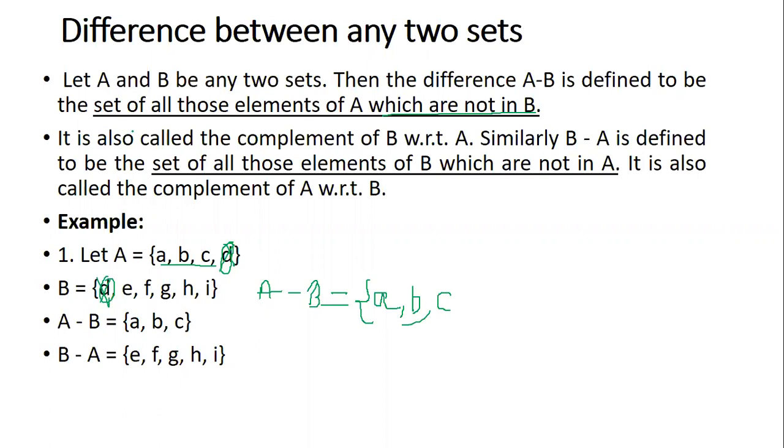So A minus B is all those elements which are in A and which are not in B, which has to be written as a separate set. So A minus B is nothing but A, B and C only. Okay, did you all understand A minus B first?